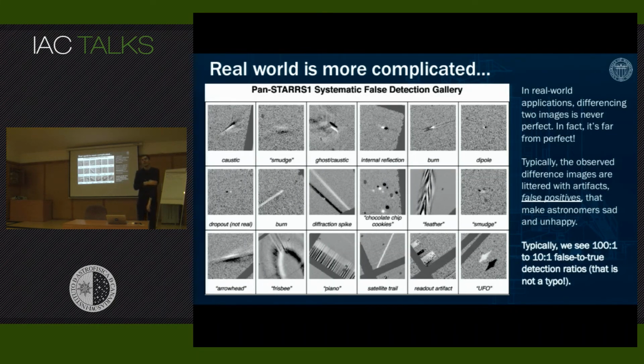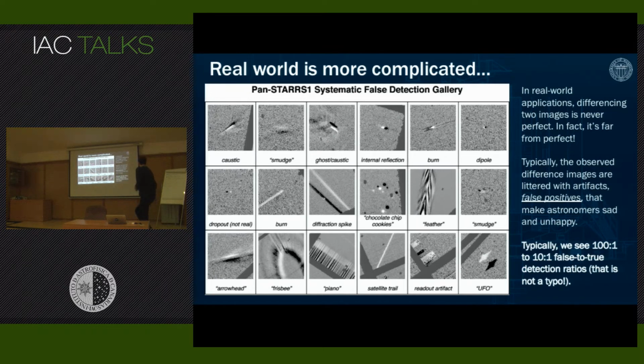But even when it works really well, things are complicated. Just as in the first example, the better you get the algorithm to work, the more other things you discover. So in this case, I'm showing you some image subtractions from Pan-STARRS. In the real world, image subtraction turns out to be far from perfect. There are all kinds of artifacts you start seeing in those images that are due to the camera, due to the telescope, due to many other things that sometimes you can't influence.